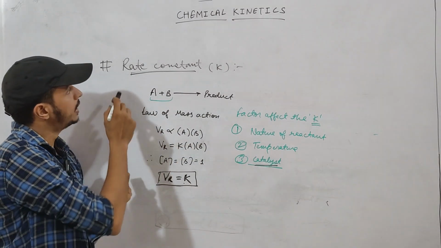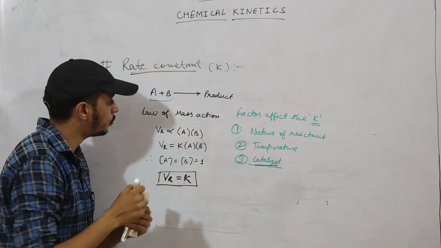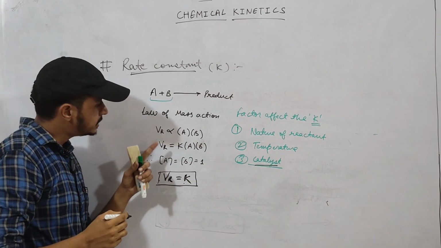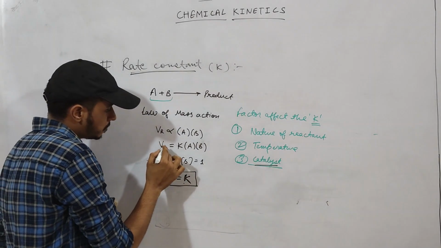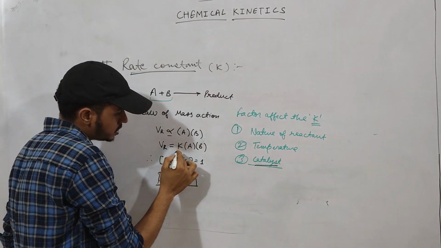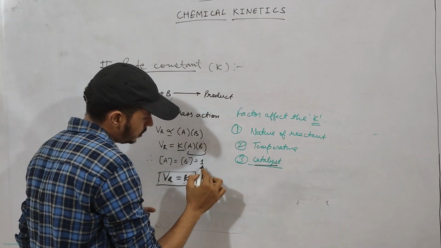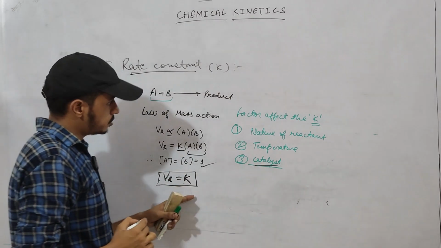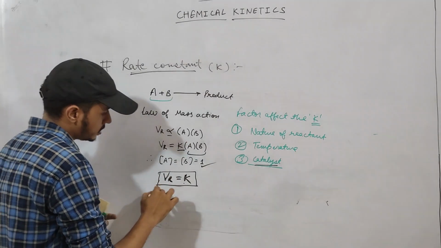Let me explain again about the rate constant. A and B are converted into product. According to the law of mass action, rate of reaction is directly proportional to the concentration of A and B. Now the proportionality is removed, so the rate constant K will come, and let the concentration of A and B be unity. So rate of reaction is equal to rate constant. From this derivation we have derived this equation.